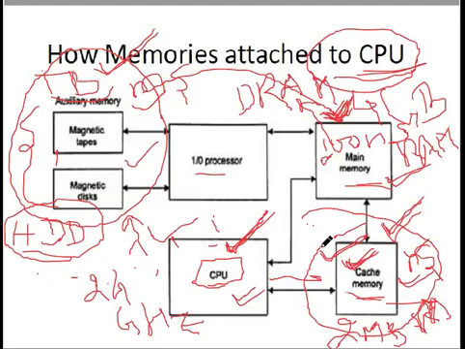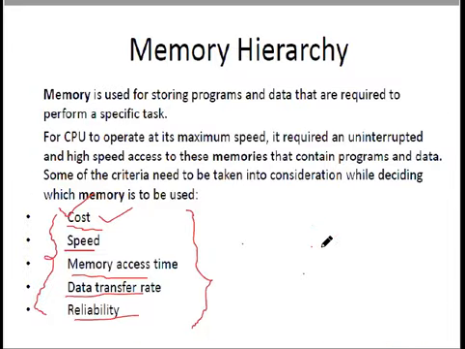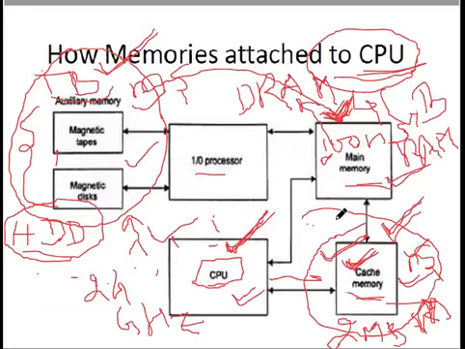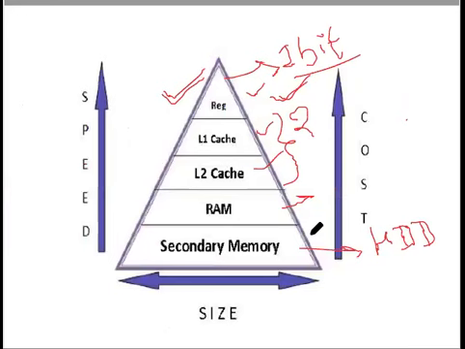And why they are attached in this sequence, I have tried to tell you that on the basis of these requirements of cost, speed, memory access time, data transfer rate, and reliability, we have classified or arranged them in the sequence as we have required according to the applications. So this pyramid represents various memories on the basis of parameters of speed, cost, and size.